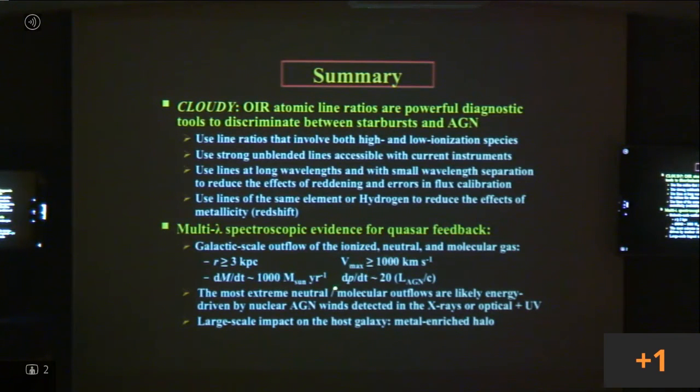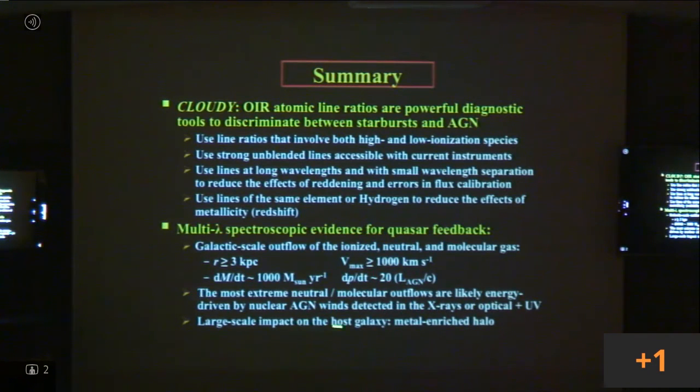Here's the maximum velocity, the momentum. So these momenta suggest that they're not momentum-driven outflows, but they're energy-driven outflows. And the best candidate for that are the nuclear AGN winds that we're starting to detect in the X-ray and also in the optical UV.